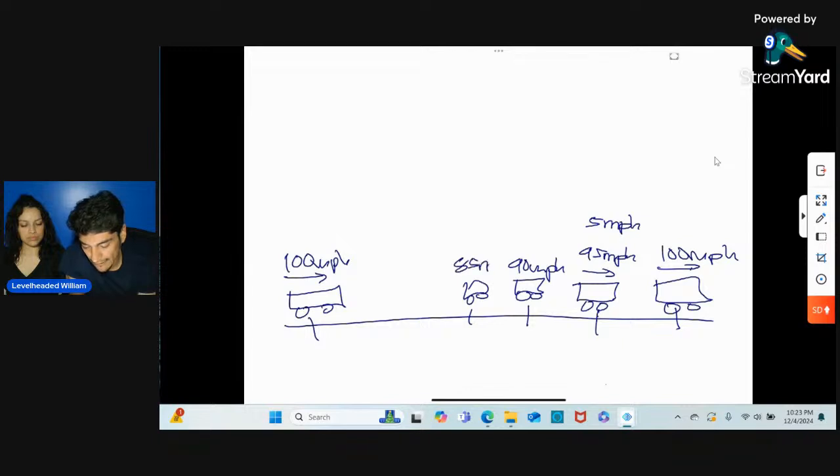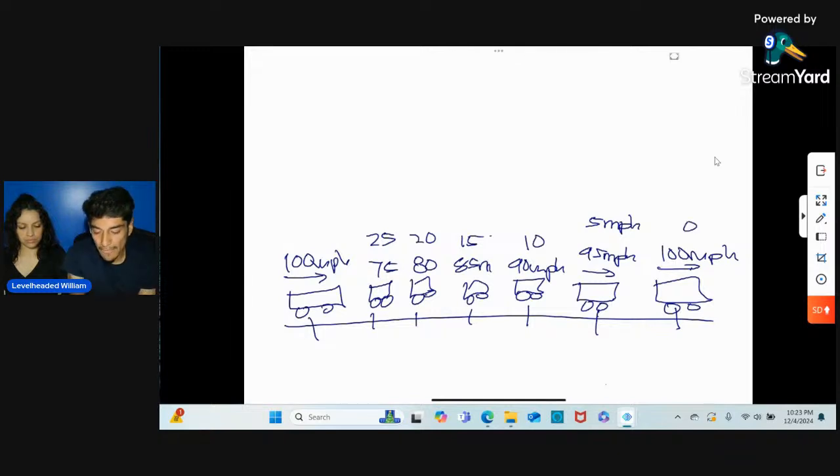Just doing this kind of fast. At this point, it'll be 80, and we'll do 75. So the difference in speed here is 25. The difference in speed here is 20, 15, 10, and 5. Right here is obviously 0. So again, the difference in speed between a decelerating car, which is this one, and the constant, which is this one, it's always going to be an acceleration.